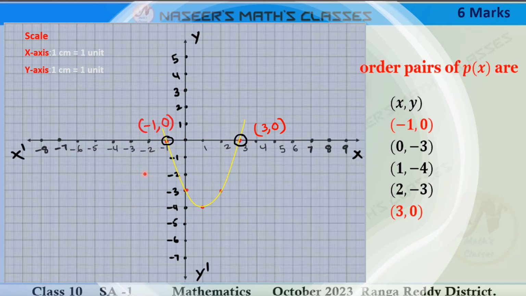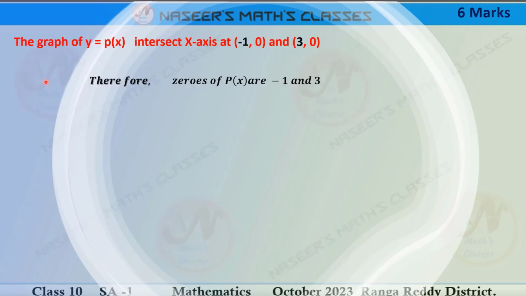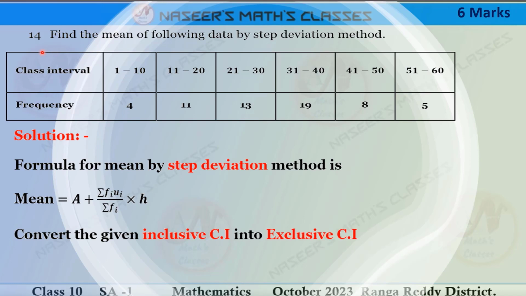So here the parabola intersects the x-axis at minus 1 comma 0 and 3 comma 0. These are the solutions of the graph. Here the graph of y is equal to p of x intersects the x-axis at minus 1 comma 0 and 3 comma 0. Then the x coordinates minus 1 and 3 are the zeros of the polynomial p of x. So now we solve the 14th question.